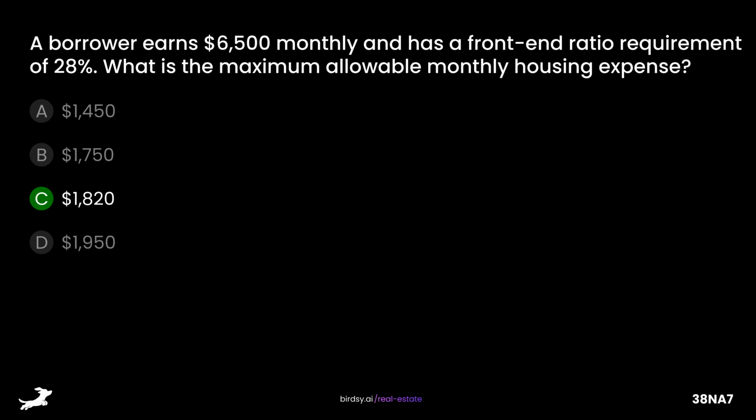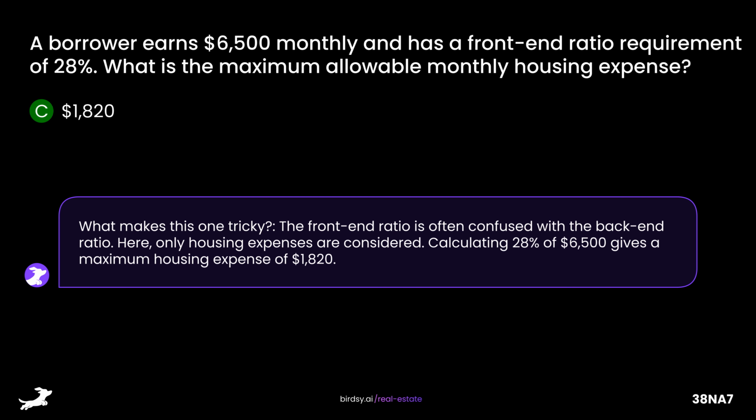$1,820. What makes this one tricky? The front-end ratio is often confused with the back-end ratio. Here, only housing expenses are considered. Calculating 28% of $6,500 gives a maximum housing expense of $1,820.